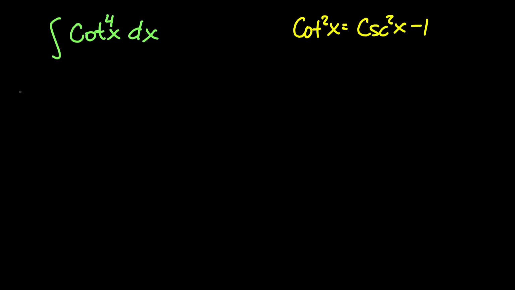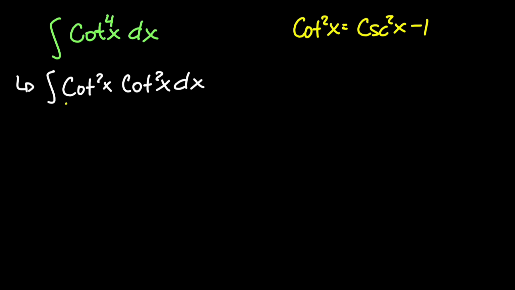And so, the first thing again would be to factor out a cotangent squared of x. So this would be cotangent squared of x raised to the power of 2 dx. Or for simplification, we can just do it like this: cotangent squared of x multiplied by cotangent squared of x dx. You can use either of those, but I will just use this.